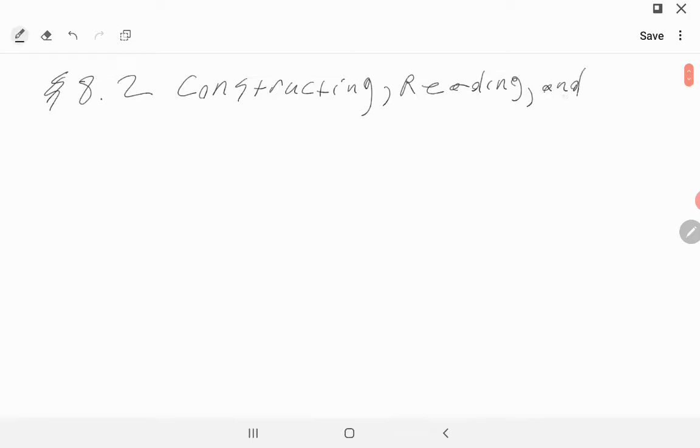Section 8.2 is on constructing, reading, and interpreting graphs of data. So we have several ways of constructing things. One of them is a histogram.